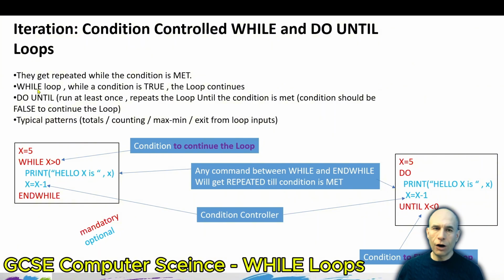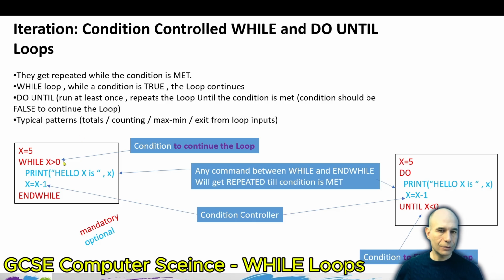We have while loops. So while a condition is true, the loop continues. While a condition is met, the loop continues. This is an example of the while loop. For example, we have x equal to 5, and we say while x is greater than 0. This is the condition, and this condition is to continue the loop. If this condition is true, the loop will start and will continue.